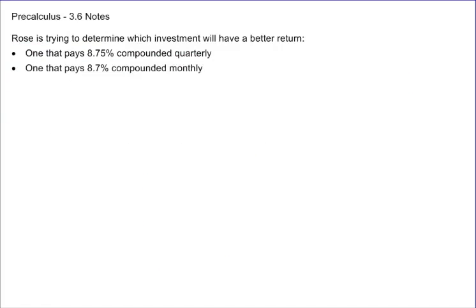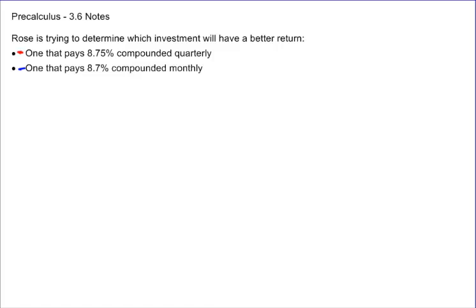Okay, so Rose is now trying to figure out which investment might have a better return. One that has an 8.75% rate of return compounded quarterly, or one that has an 8.7% return compounded monthly. So one is just a little bit higher than the other, and basically what we need to do is look at this as two investments. I'll work this one in red, and I'll work this bottom guy here in blue, and then we'll compare the end results. So in red, it doesn't really matter how much money we're putting in because it would divide out. Remember on the previous slide, our principal divided out.